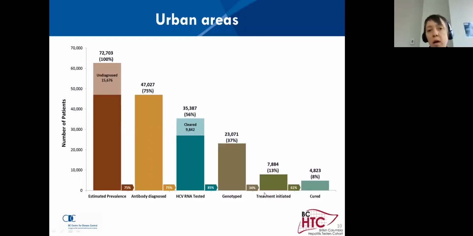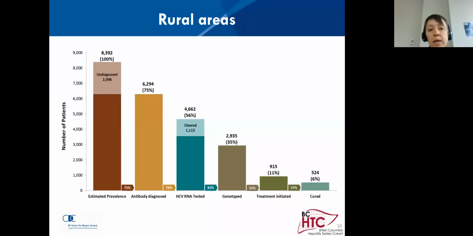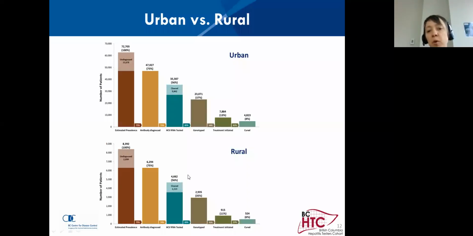When we check what happened among those people who live in rural areas, we don't see much of a difference. Again, the gap is in treatment initiation, and for urban areas it was 34%. For rural areas it is about 31%, so not much of a difference. So you can see here it's very small, but just so that you can compare the shape of the plot, it's very, very similar.